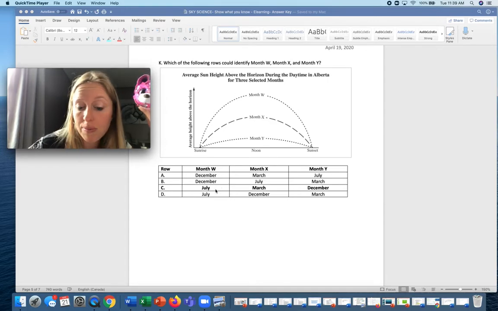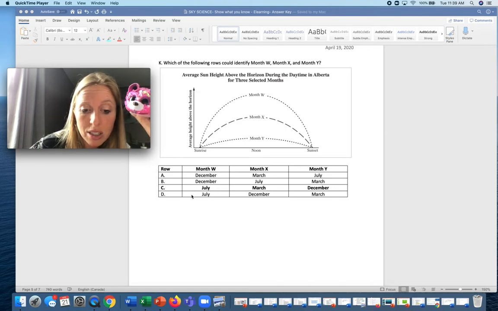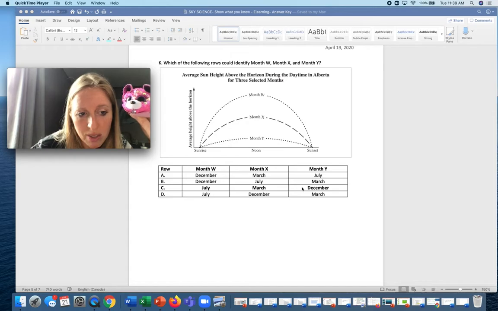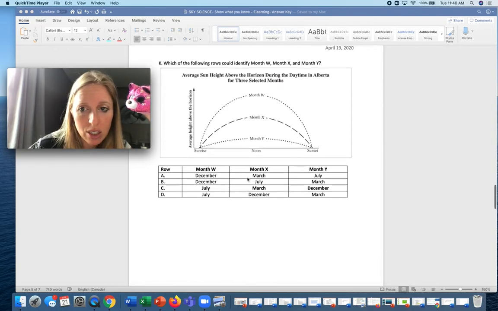So we know the sun's up longest in the summer, which would automatically mean the answer is either C or D. Then we can do this with process of elimination. December would have the least amount of sunlight, March in the middle. So C is our correct answer for that one.